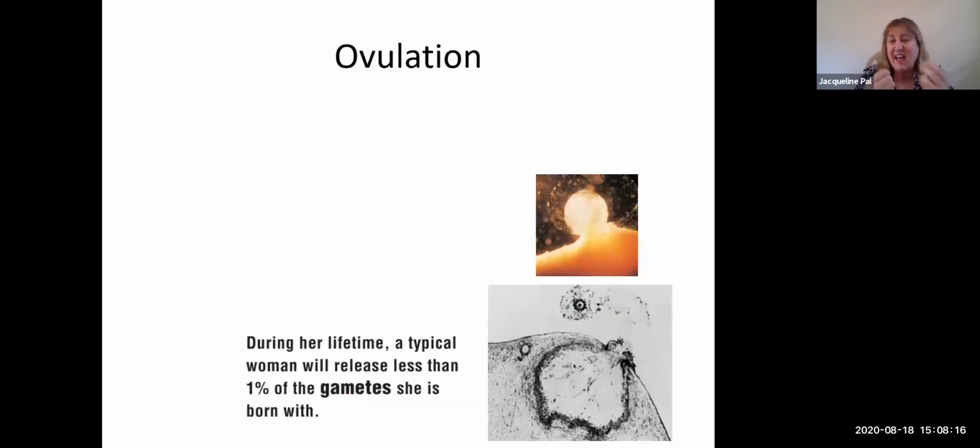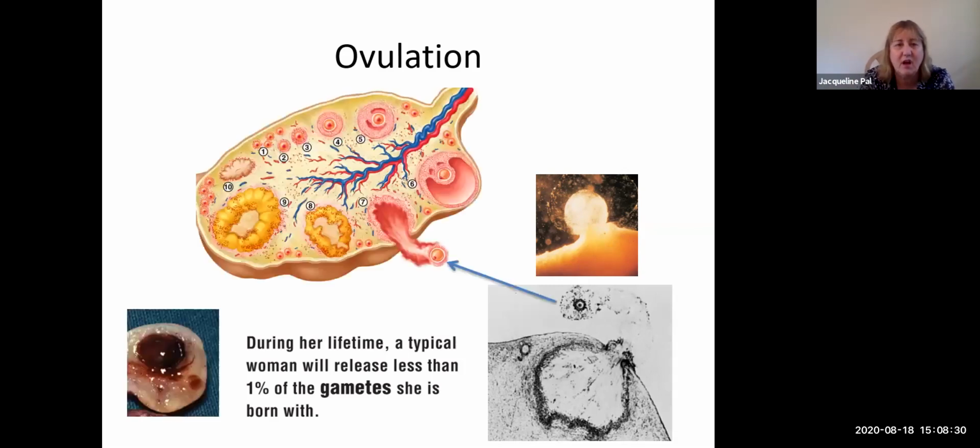So at ovulation, hallelujah, you can get pregnant if Mr. Spermie is around. Now, during your normal lifetime, only 1% of the gametes you're born with will ever be ovulated. We'll be showing you more details about that later on. So this on your cartoon drawing is the picture of ovulation, because looky, it is free out there.